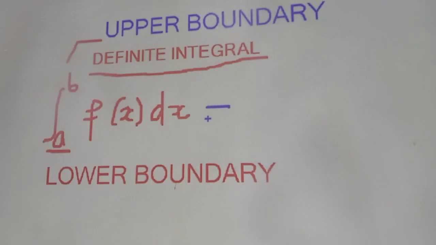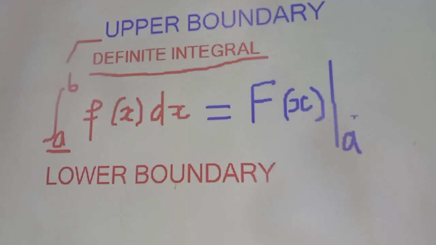By calculating, we find what we call the primitive. You remember that we find big F with respect to x. Here we replace those values a and b, which are called boundaries. We don't add the constant because it is replaced by those boundaries a and b.